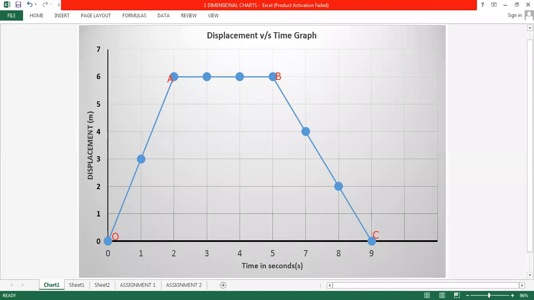Why is the graph wrong, Krish? What's the problem with the graph, Krish? As there is no 6 second.